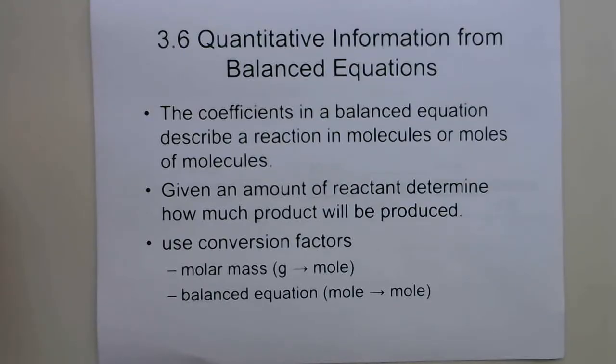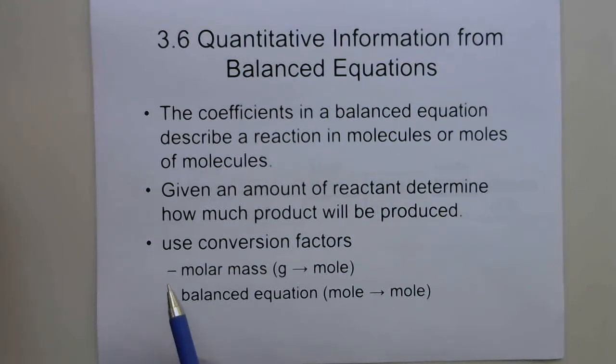The coefficients in a balanced equation, we've learned how to balance equations, can describe reactions in terms of how many molecules of reactants it takes to make each product, or you can also think about it in terms of moles of molecules. So we're going to do some stoichiometry in this section, and basically that is, given a certain amount of each reactant, determine how much product is going to be produced. It's a really useful, really common type of problem we're going to be seeing throughout the year in chemistry.